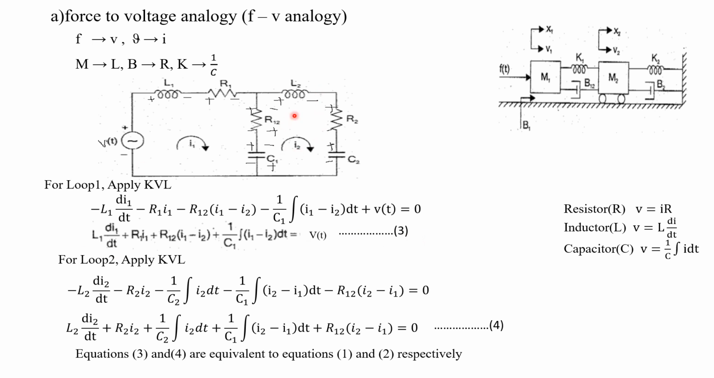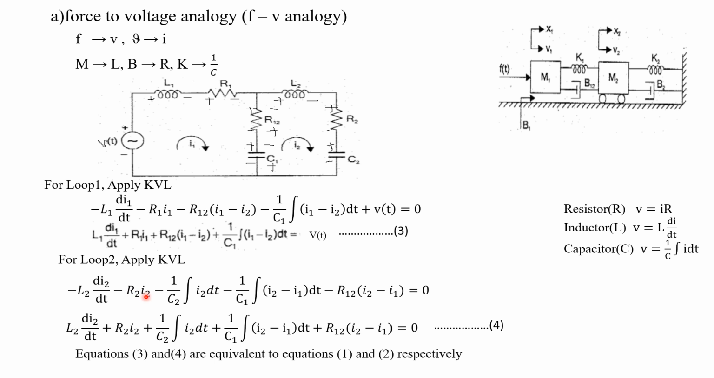Now for this loop 2, we are going to apply Kirchhoff's voltage law. Okay, so if you are starting from this point, going from plus to minus, it will be minus. What about the voltage drop across the inductor? L into di by dt. So here it will be L2 into di2 divided by dt. Okay, what about the next element? Resistor. Plus to minus will be minus. Voltage drop across the resistor will be I into R, so R2 into I2. I2 is the only current flowing through this R2.